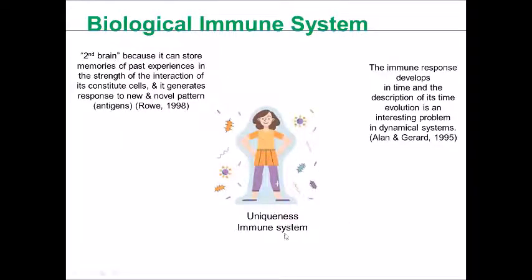Okay, this is the uniqueness of our immune system. According to Rowe, in this paper, it says that our immune system is the second brain. We have our brain, the memory brain. This is a second because it can store memories of past experience, meaning that it can remember the attack in the string of the interaction of its constituent cells, and it generates response to new and novel patterns.